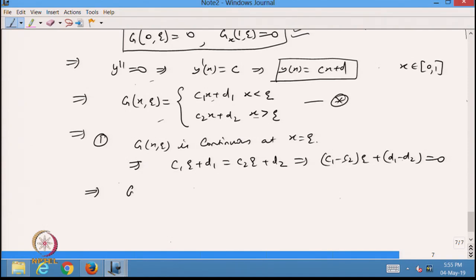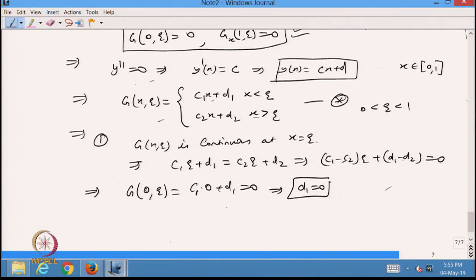So, from here I can say g of 0, xi. Because x is less than xi, and xi in this case lies between 0 and 1, this will be C1 into 0 plus d1, and that value is given to me. So, from here I can say that d1 is equal to 0. So, I am able to eliminate d1.